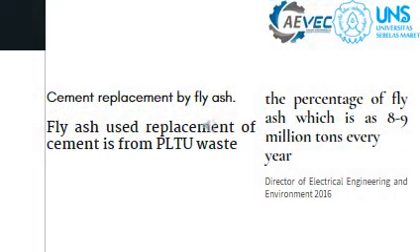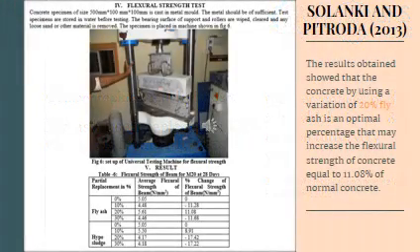So, in this research, cement will be replaced by fly ash. The fly ash used as replacement of cement is from PLTU waste, because the amount of fly ash is 8 to 9 million tons every year. This is previous research from Solanke and Pitroda. The result obtained shows that concrete using a variation of 20% fly ash is the optimal percentage that may increase the flexural strength of concrete by 11.08% over normal concrete.